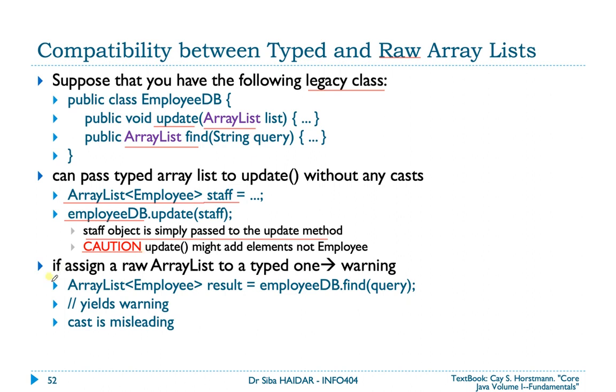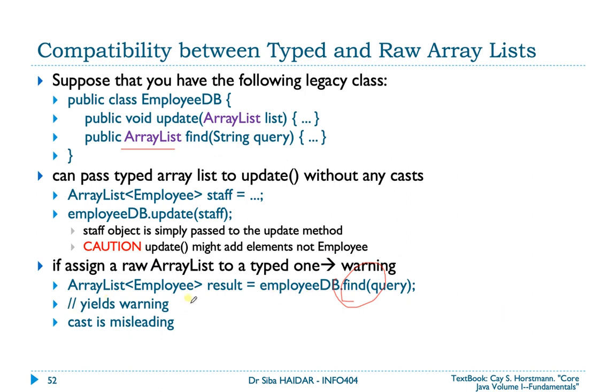If, on the other hand, you are assigning the array list to a typed one, for example, you are writing array list of employee result, your result is a typed array list, and you are getting the result of the returned value that find will return. So here find, as you can see, will return a raw array list. If this is the case, this will yield warning from the compiler, of course. And if you want to avoid this warning, you will have, for example, to cast. You will say, okay, cast the returned value to array list of employee.